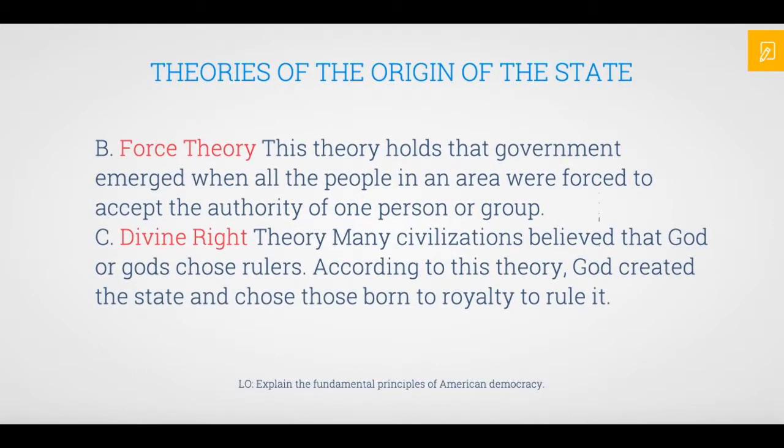Force theory. This theory holds that government emerged when all the people in an area were forced to accept the authority of one person or group. Divine right theory. Many civilizations believed that God or gods chose rulers. According to this theory, God created the state and chose those born to royalty to rule it.